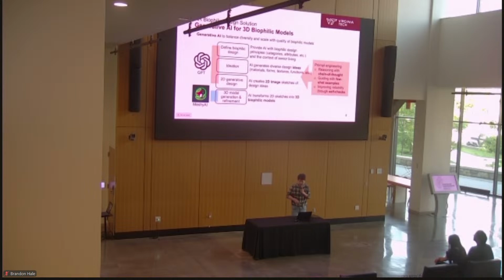And then these descriptions of the design ideas are fed to the AI to create 2D image sketches of the design ideas. And then these 2D designs are finally fed into another generative AI model to transform them into 3D biophilic models. So for the first 3 steps, we use GPT because it can generate both text and images. And then for the last step, we use Meshy AI.